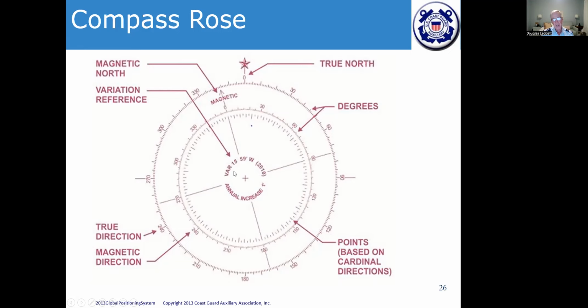So in this case, the variation is 15°59' west, and that was in 2010. And the annual increase is 1 minute. So if it is now 2022, we have to add what? We have to add 12 to this to get to 2022, right? So we have to increase it by 12 times. So we're increasing our variation by 12 over this number here.